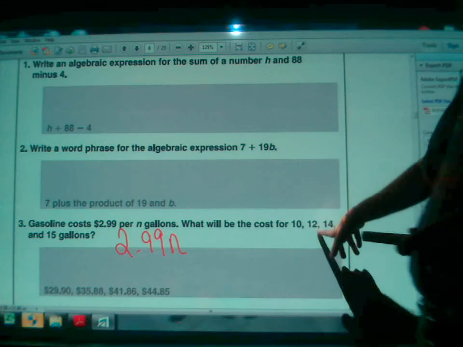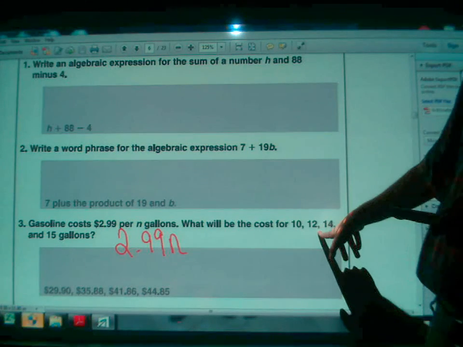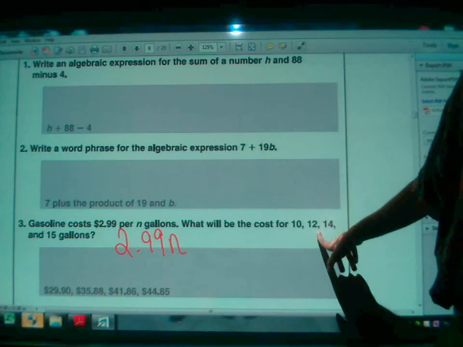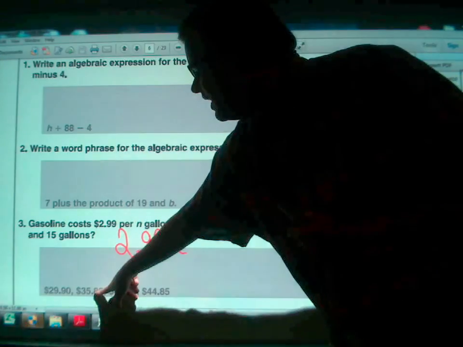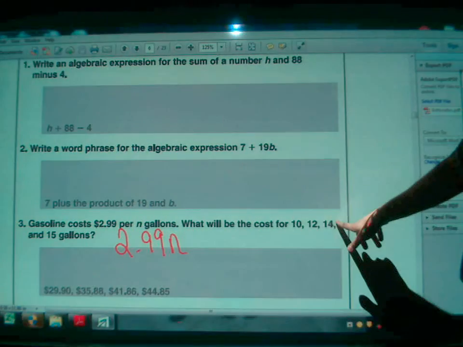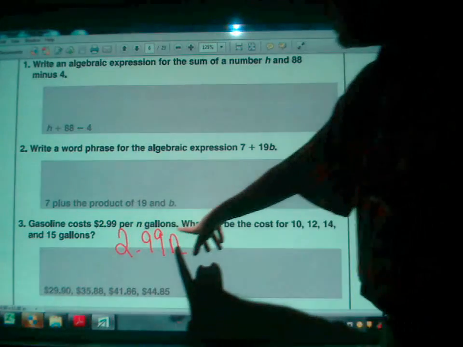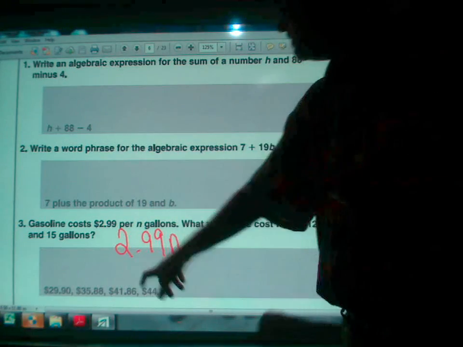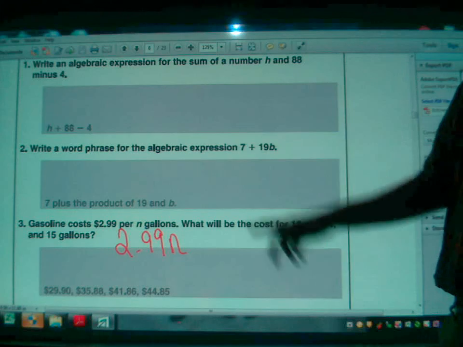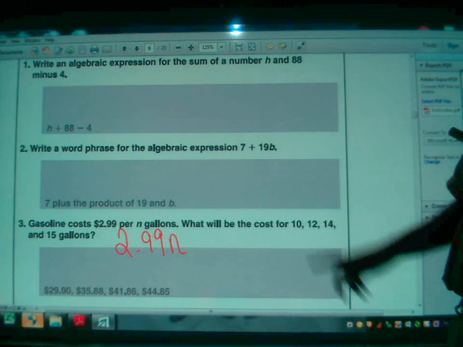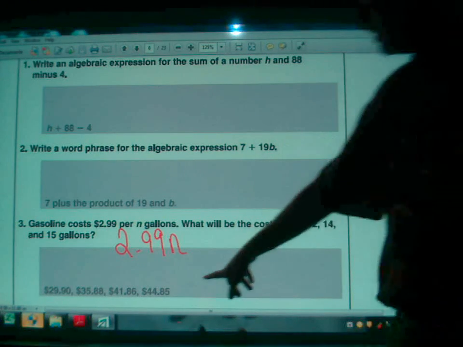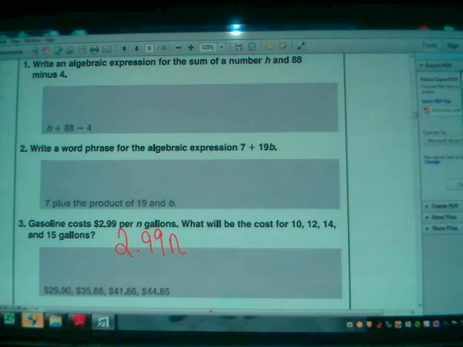So I'm going to do $2.99 times 10, which is $29.90, which is this first answer you see on the screen. And then I'm going to do it for 12. I'm going to do $2.99 times 12. And again, you can do this on the calculator, $35.88. For 14 gallons, I'm going to do $2.99 times 14, which is $41.86. And then finally at 15 gallons, $2.99 times 15, which is $44.85. And that's how we derive the solutions there.